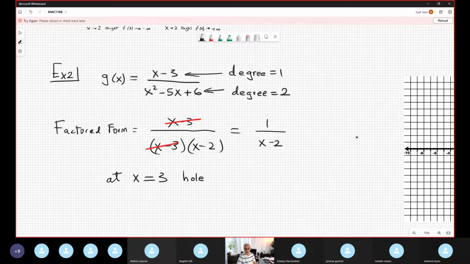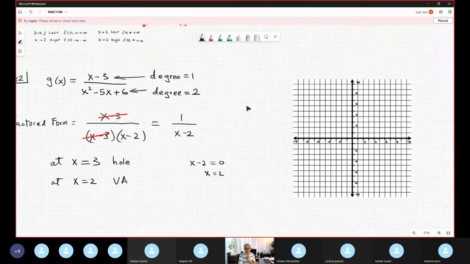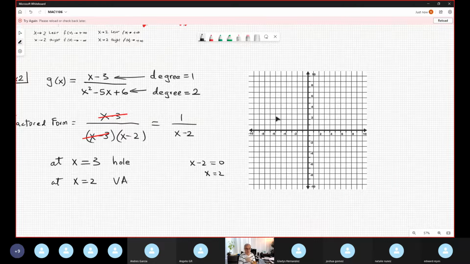So in conclusion, I realize that at x equal 3, we have a hole. You see how you graph the hole. At x equal 2, the expression stays in the denominator. You enforce it to be equal to 0, and get x equal 2, which is a vertical asymptote. Cool. Okay, because this graphic has only one vertical asymptote at 2.